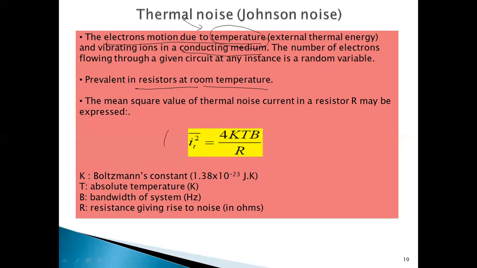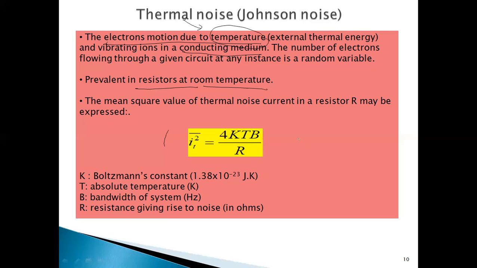The mean square value of thermal noise current is given by 4kTB divided by R. R is the resistor's value. k stands for the Boltzmann constant, 1.38 times 10 to the power of minus 23 joules per Kelvin. T is the absolute temperature in Kelvin. B is the bandwidth of the system in hertz. And R is the resistance that gives rise to or produces noise.